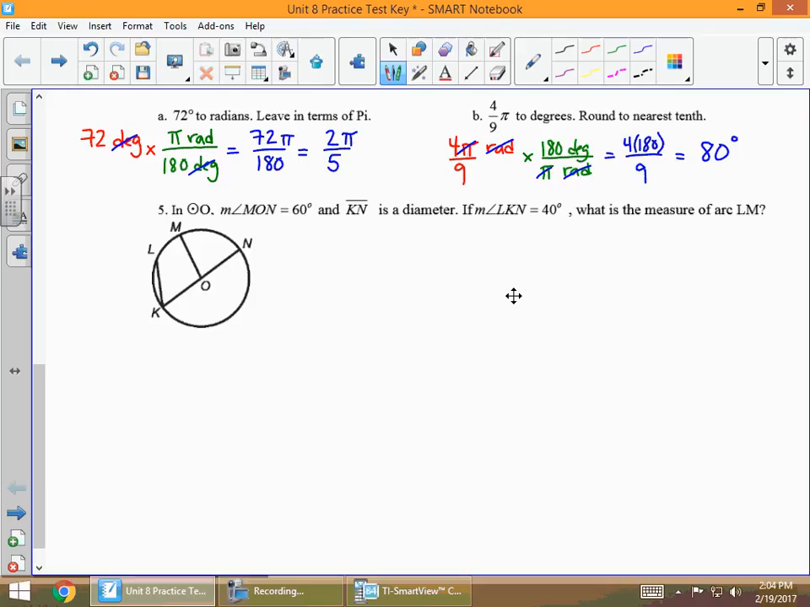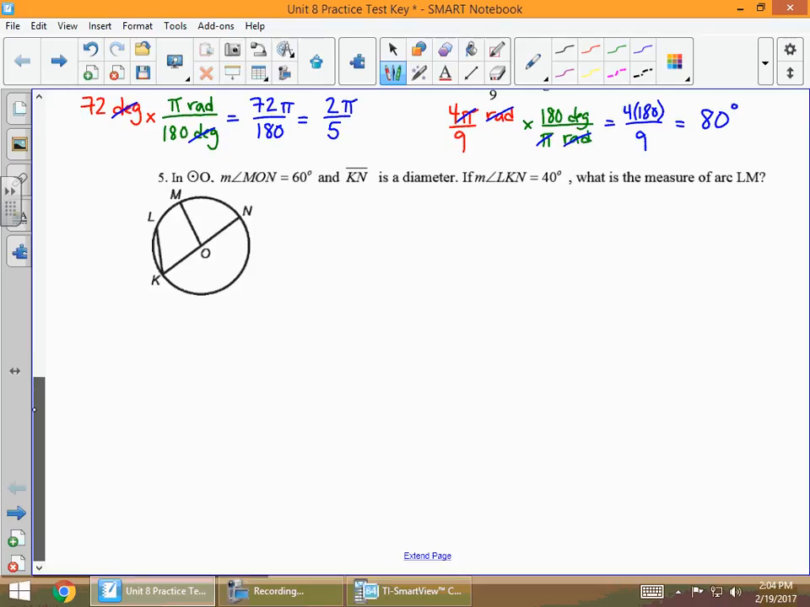And the last question on page 1, question number 5. It tells us that in circle O, the measure of angle MON is 60. KN is a diameter. And if the measure of LKN is 40, that's an inscribed angle there, what is the measure of arc LM? That's what I'm looking for right there.